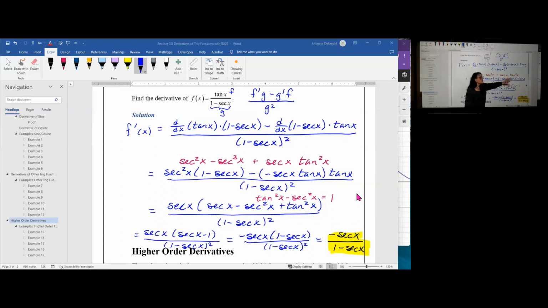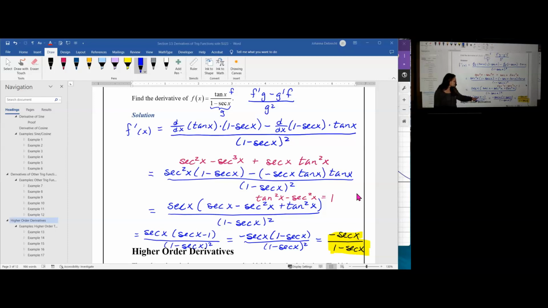Notice that every term in the numerator has a common factor of secant. So the next step, I factored out the common factor of secant, which left me with secant x minus secant squared plus tangent squared in parentheses. Tangent squared minus secant squared is a Pythagorean trig identity, which you are expected to know. It is the value of 1, which gives us secant x minus 1. Can you see that it's getting simpler? This is why I kept going.